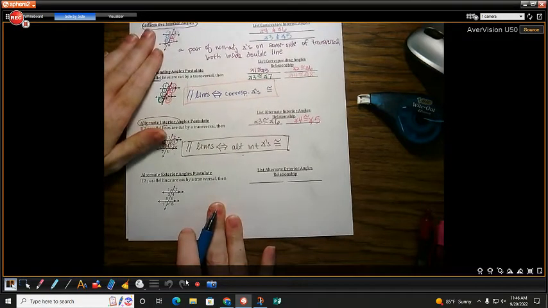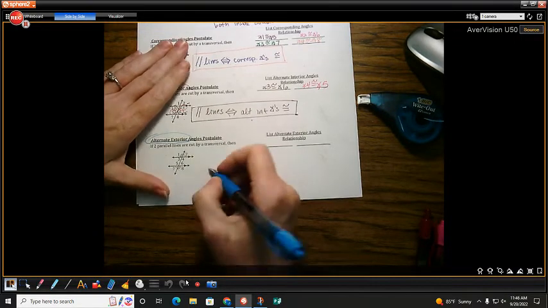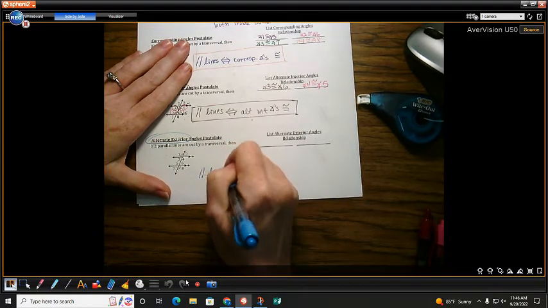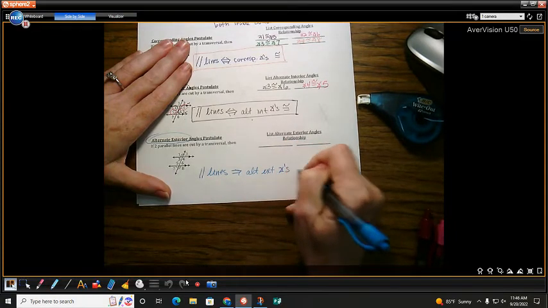Who wants to tell me our next implied statement from this picture where I have parallel lines, and I want to focus this one on alternate exterior angles now. Luke, have you gotten candy yet? No. Okay, so you can try this one. Parallel lines imply alternate exterior congruent angles. Exterior angles will be congruent.